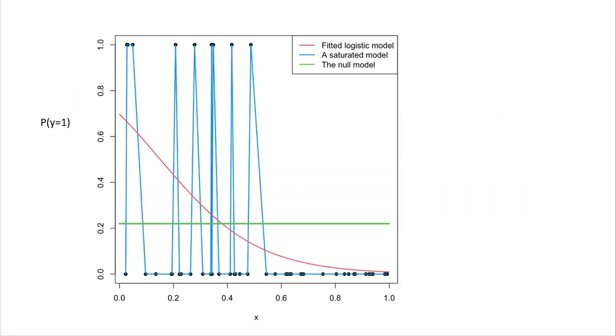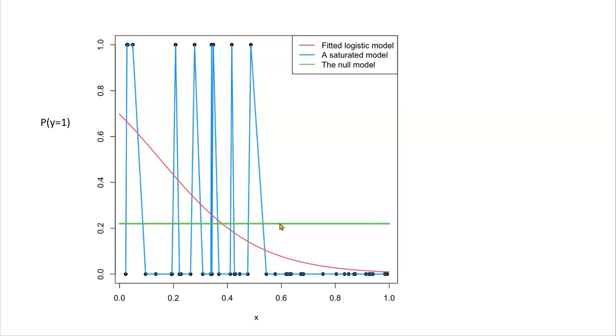This here is to show you the difference between a saturated and null model. This probably would have been better last week, I would have thought, but it fits more in this week's lecture because this example is for binary data. So I've got these dots here, 1s and 0s, and this is the X covariate.